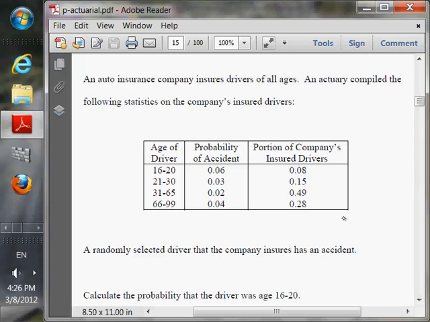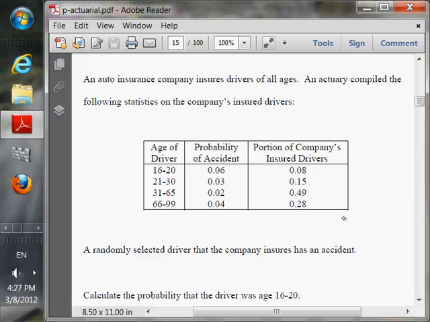It's telling you the portion of the company's insured drivers. The way you should read this is, what is in the first line? The portion of the company's insured drivers who are between 16 and 20 years of age. That's exactly the probability that x takes the value 1. And that makes that third column the column that gives you the marginal of x.